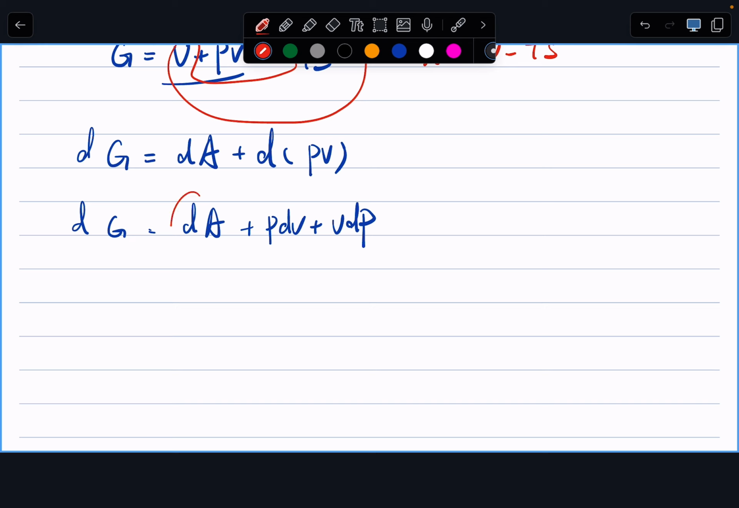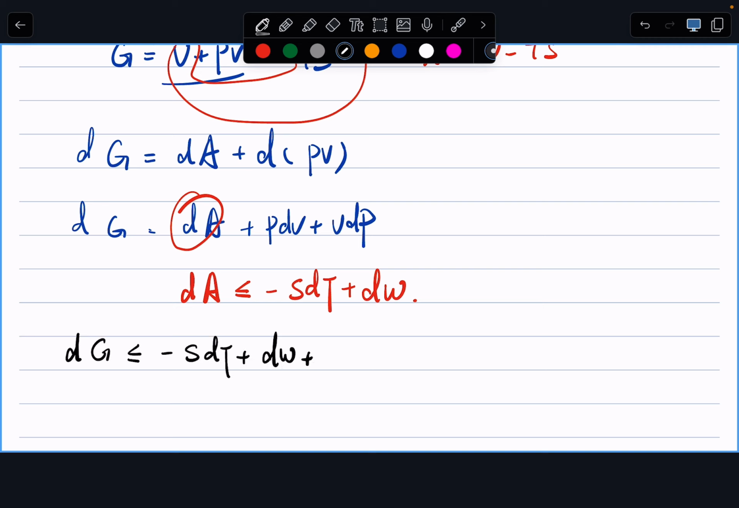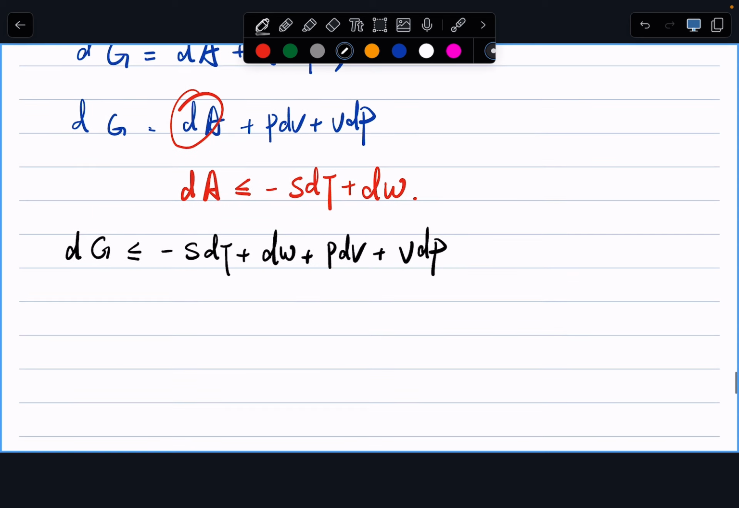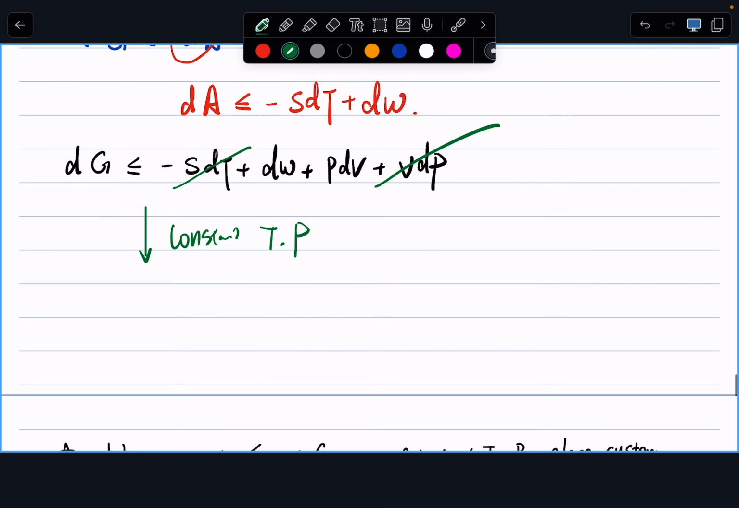And then what do we have? In our previous derivation, we had dA smaller than or equal to negative SdT plus dW. We write it out as dG smaller than or equal to negative SdT plus dW plus PdV plus VdP. Now, considering constant temperature and pressure, this one goes out, this one goes out. What we get is dG smaller than or equal to dW plus PdV.